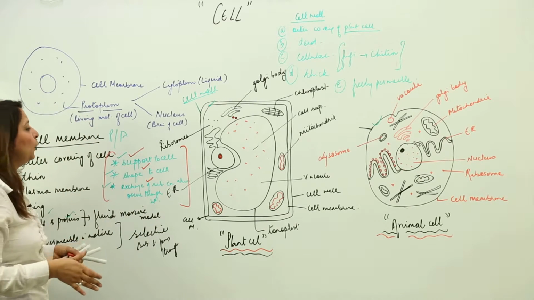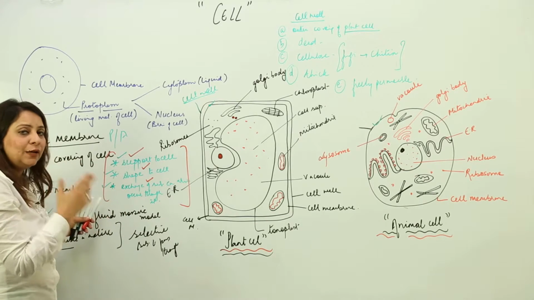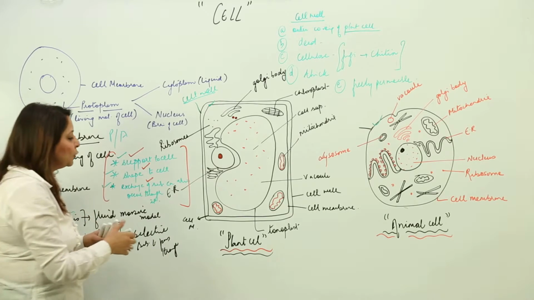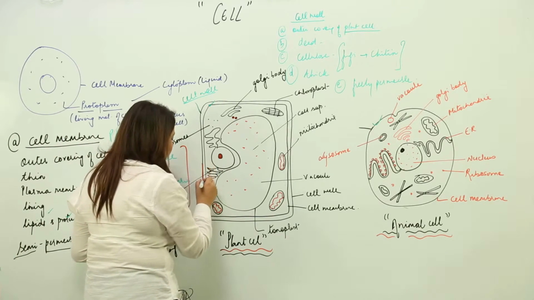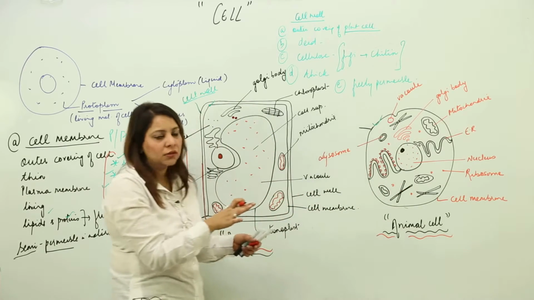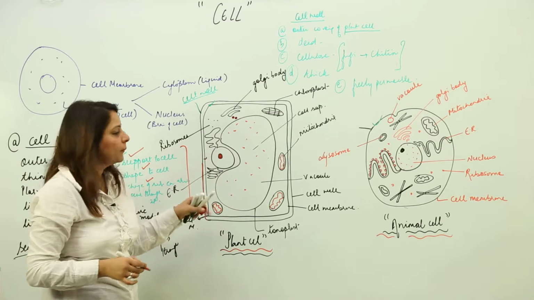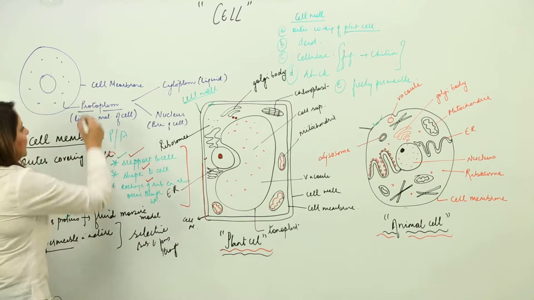This is very important. As I have told you, the cell membrane is present in both, but the cell wall is present only in a plant cell. As you can see here, this is the cell wall, and the animal cell lacks such a wall. But the cell membrane, this inner one, is present in both. So this is about the cell membrane.